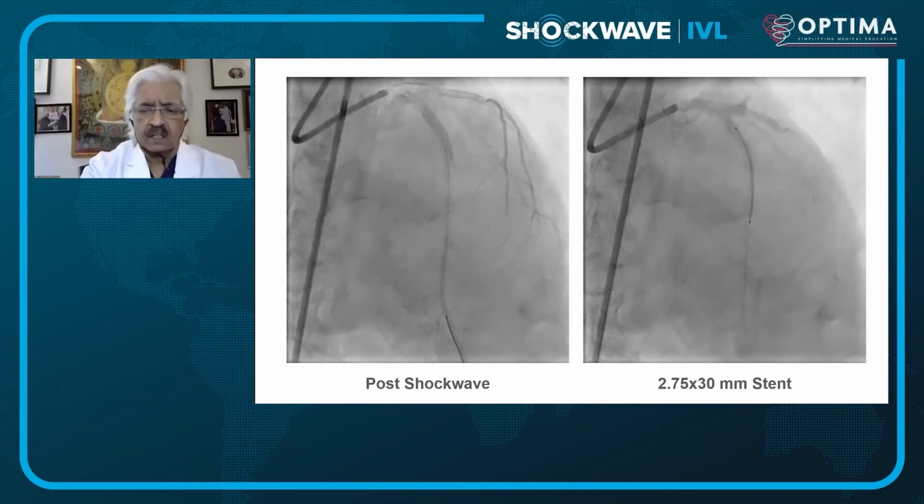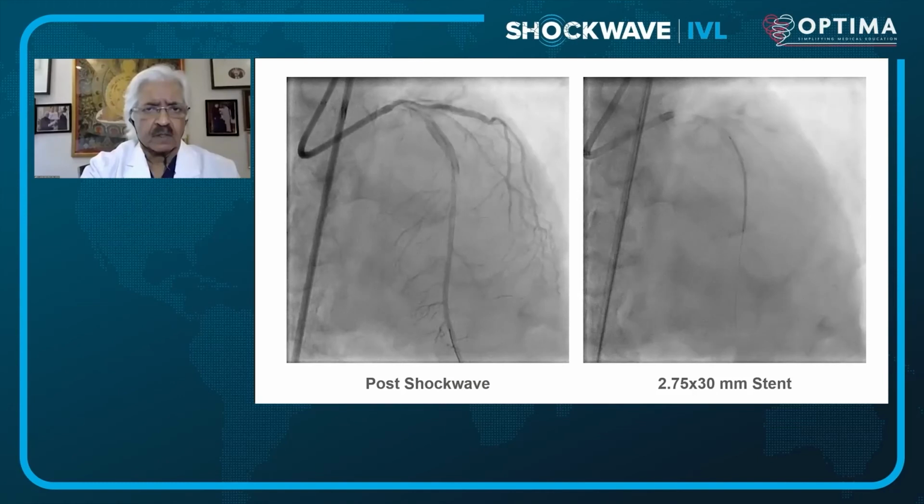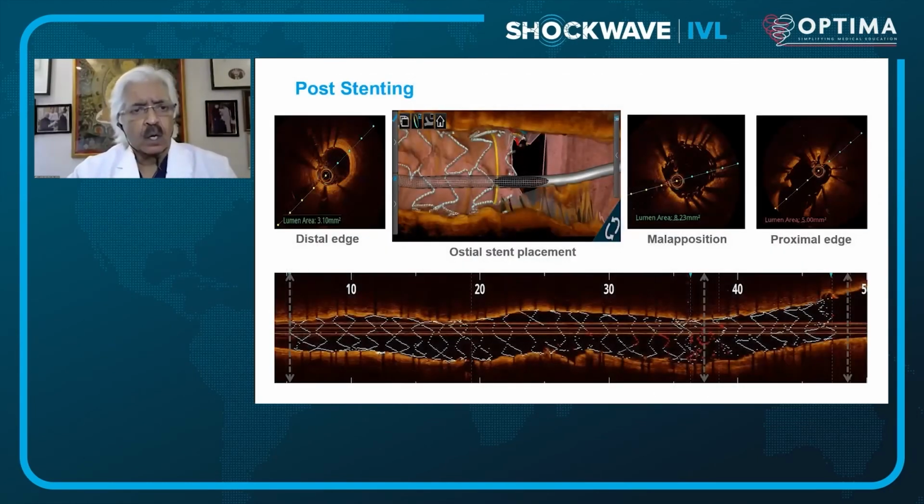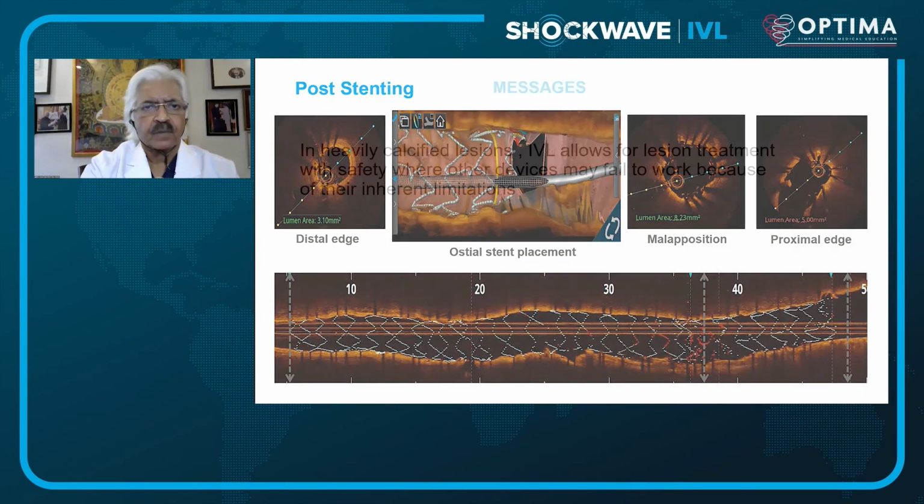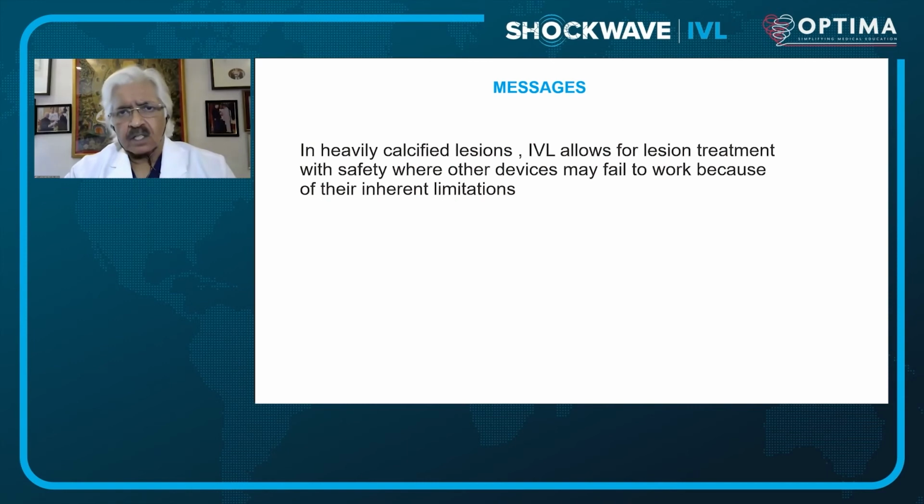Two stents are implanted, inflated to 3 millimeters, post-dilated with a 3 millimeter balloon, with a perfect result on OCT evaluation, as you can see, with an MSA of 8.1, 8.2, and a precision placement of the stent right up to the ostium of the LAD, without covering the circumflex. So here is the message from this case: IVL for lesion treatment works with safety even when rotational atherectomy may fail because of the inherent limitations of many of the other devices.